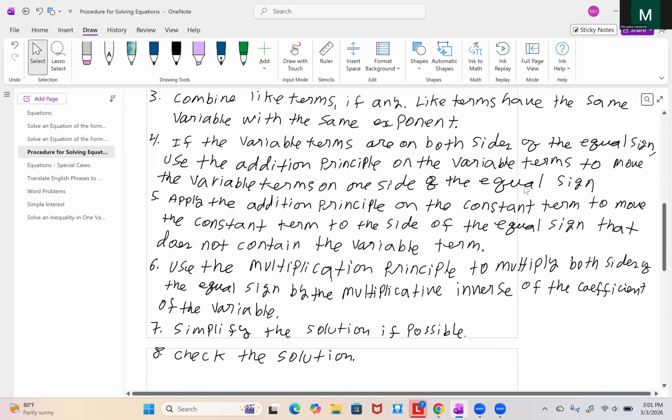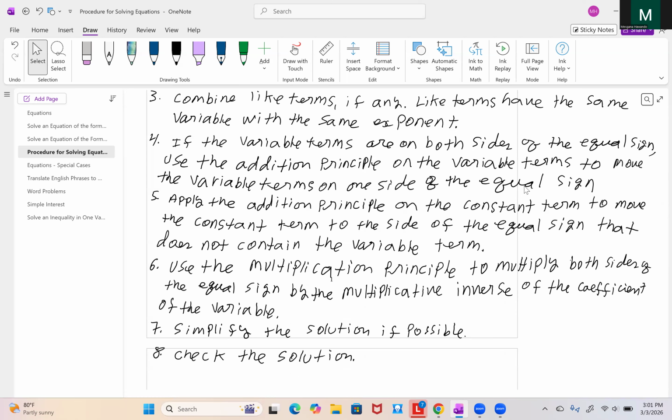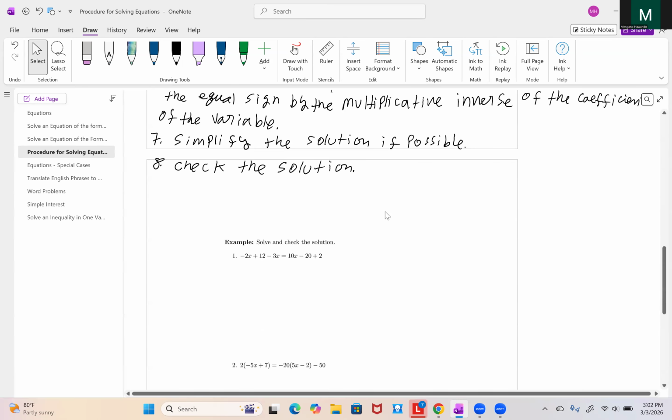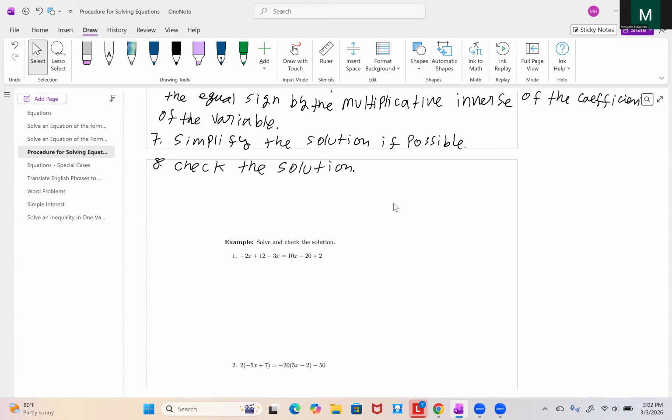6. Use the multiplication principle to multiply both sides of the equal sign by the multiplicative inverse of the coefficient of the variable, if the coefficient is different than 1. 7. Simplify the solution if possible. 8. Check the solution. Example: solve and check the solution. 1. Negative 2x plus 12 minus 3x is equal to 10x minus 20 plus 2.